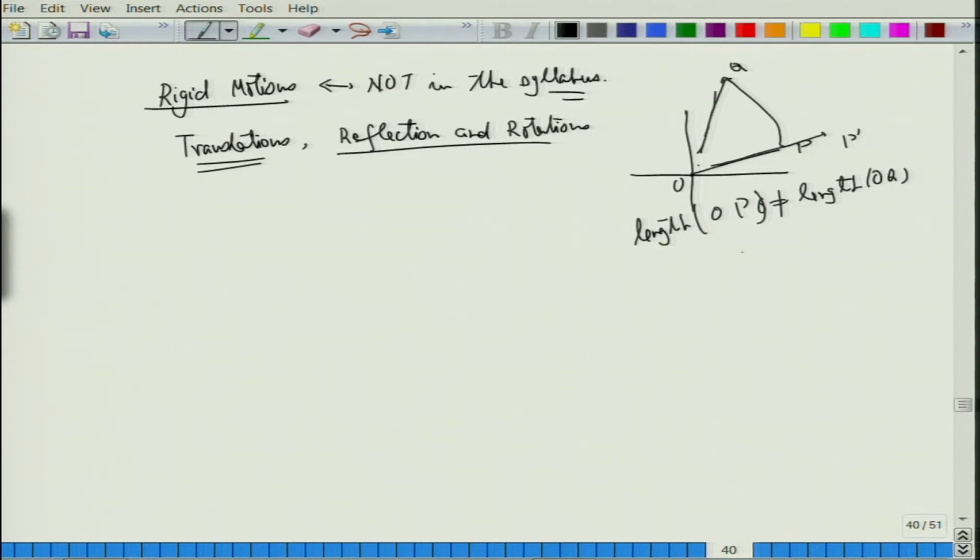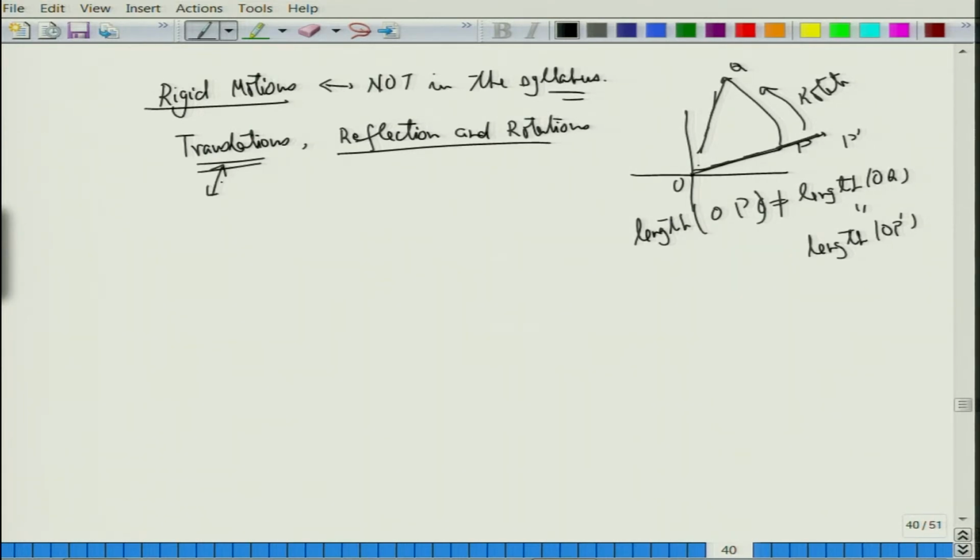So what I can do is that I can move this first, translate it further, so that the length of OP prime becomes the same, and then I can rotate it, or I can first rotate and then increase the length, all right. So that movement from P to P prime is called a translation.